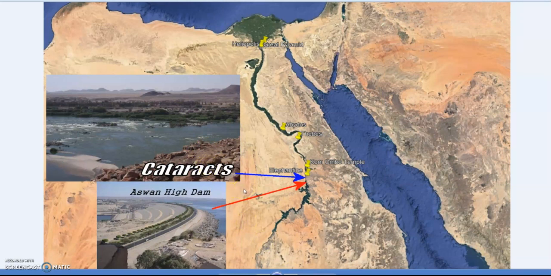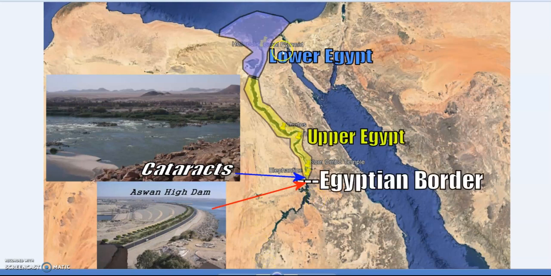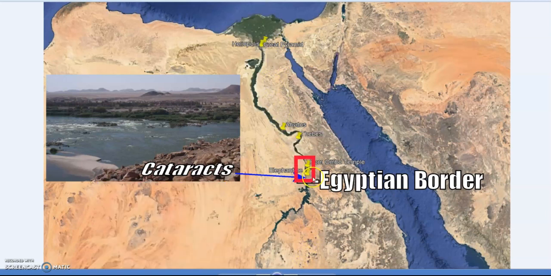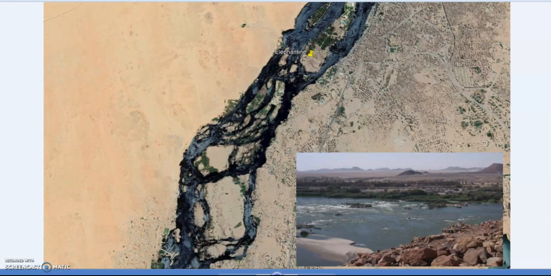The cataracts were basically rapids with rocks and lots of islands, so it was a natural border that separated Egypt from Nubia. And so we had Lower Egypt, we had Upper Egypt, and then we had the cataracts which formed the border. Now we'll look at that a little bit more, but the way that nature influenced Lower Egypt, and the different nature of life and geology, the biome in Upper Egypt, and how those were separated too. But the Egyptian border, Elephantine, was really the southern point of Egypt.